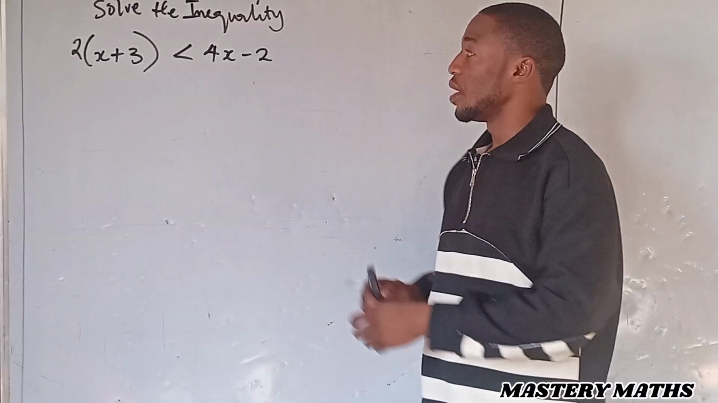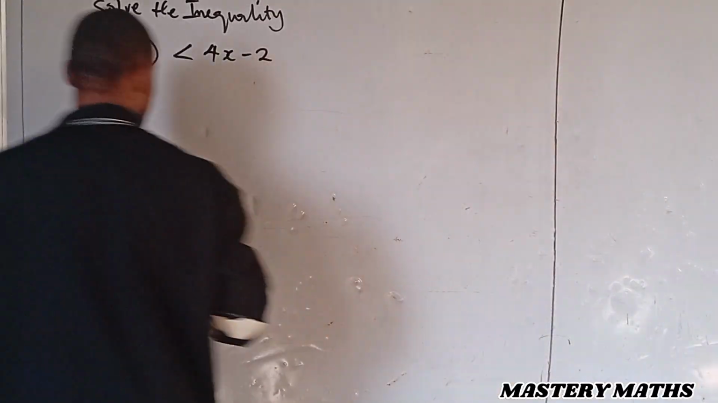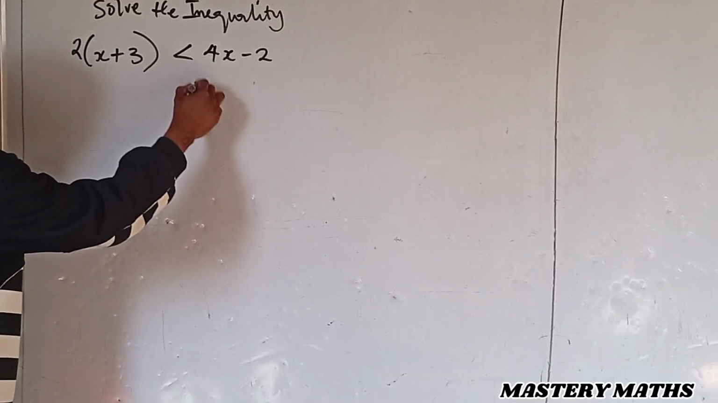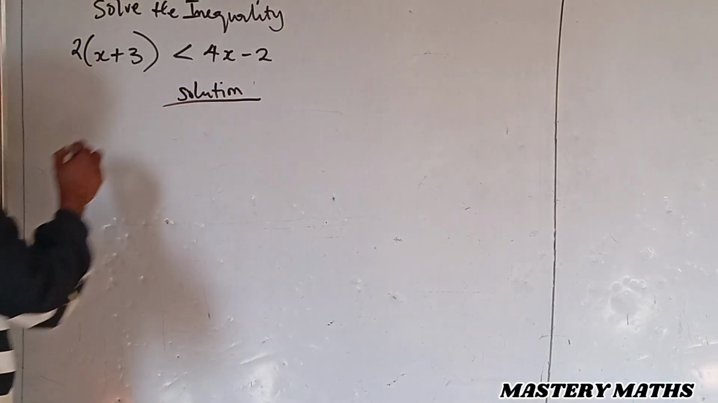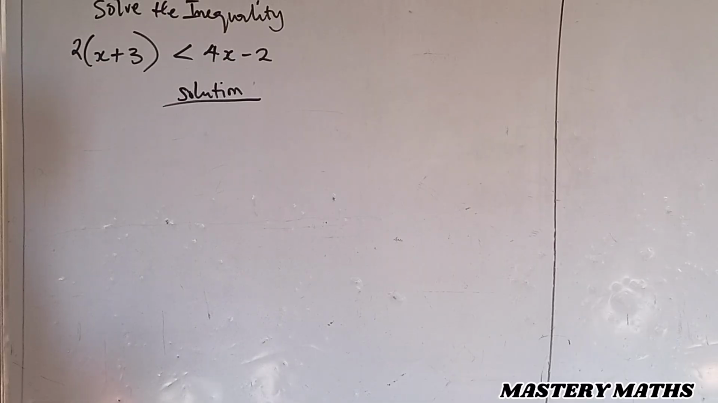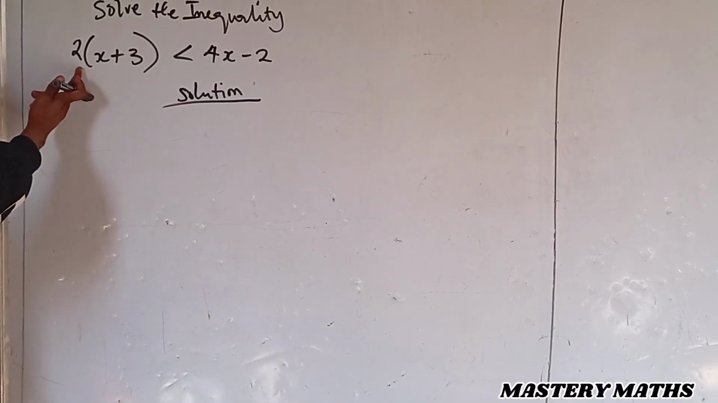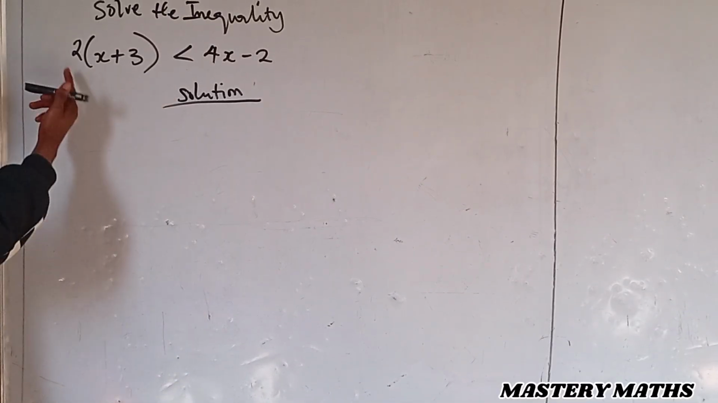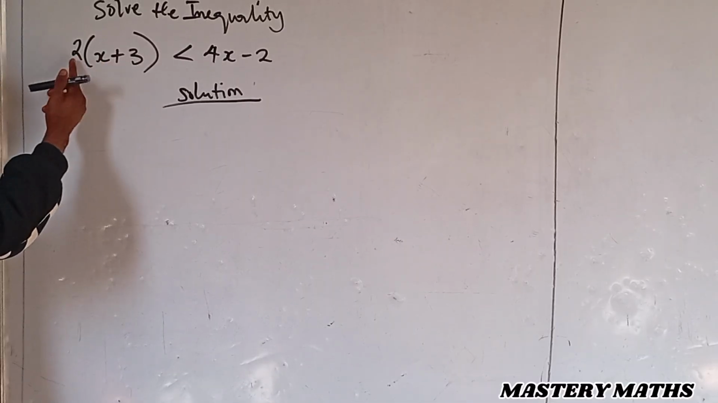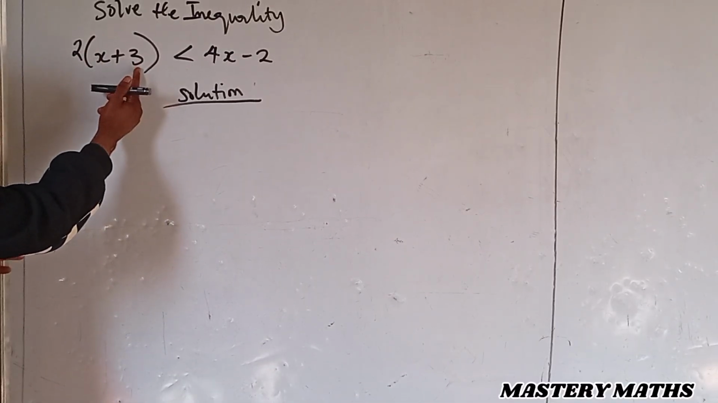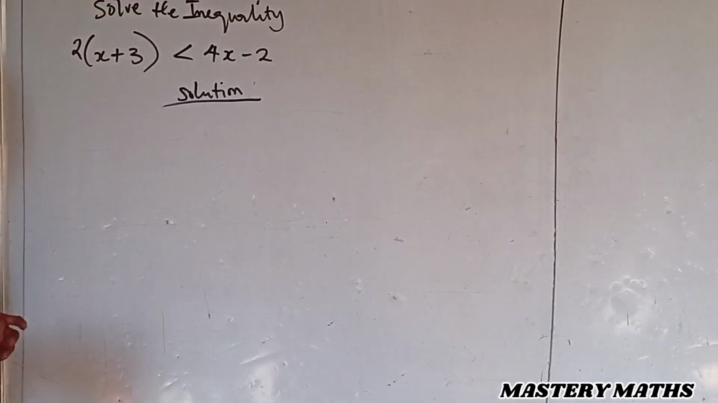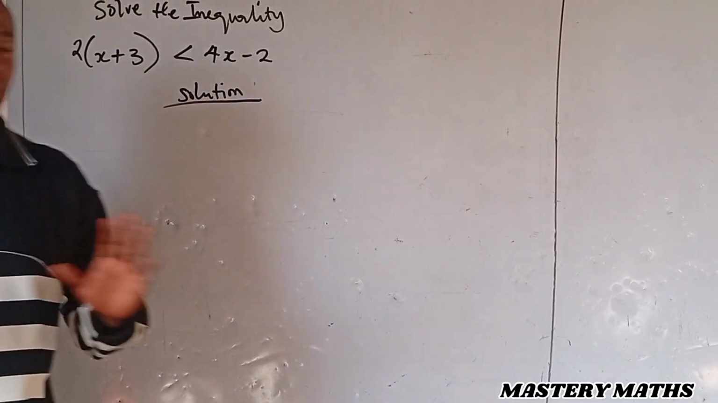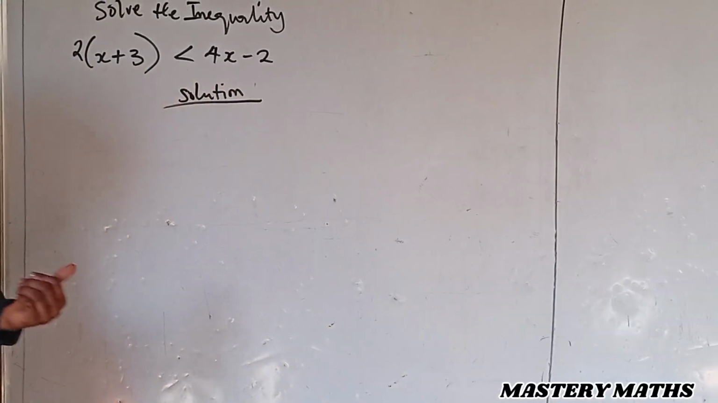Now let's do that. In order to do this, first of all we write our solution. Then after the solution, we use the 2 outside to open the bracket. How? Using the 2 to multiply this and use the 2 to multiply this. After that, you bring the remaining one down. Then you collect your like terms. Very simple. Now let's try this.